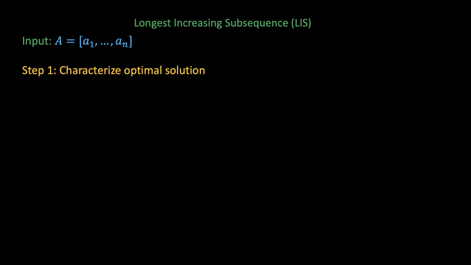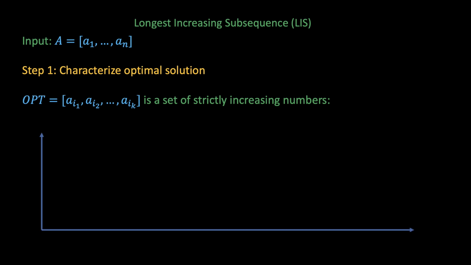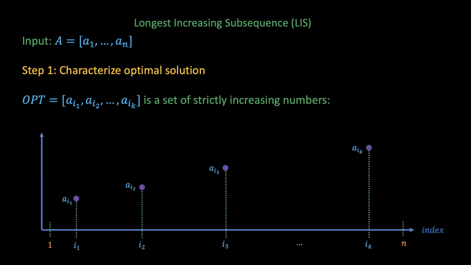Now, whenever you see a problem like this, it is often useful to start by characterizing the optimal solution. This is really just a fancy way of saying to imagine the structure of the longest increasing subsequence and try to prove some structural properties about it. To do this, imagine some oracle told us that the longest increasing subsequence is opt, which is equal to a_i1, a_i2, and so on until a_ik. Once we've characterized the optimal solution, let's think about its properties.